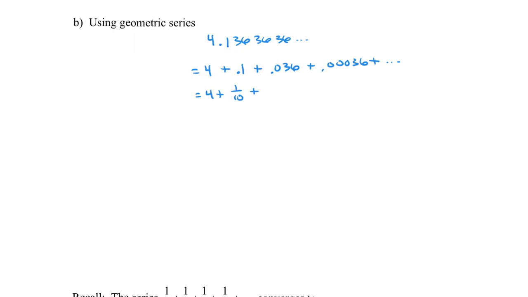Okay, so this is going to be 36 over 1,000. This is going to be 36 over 100,000. And then this right here is the beginning of a geometric series. This is all a geometric series because basically I can multiply this by a number to get here, multiply this by the same number to get to the next step, the next step, the next step.